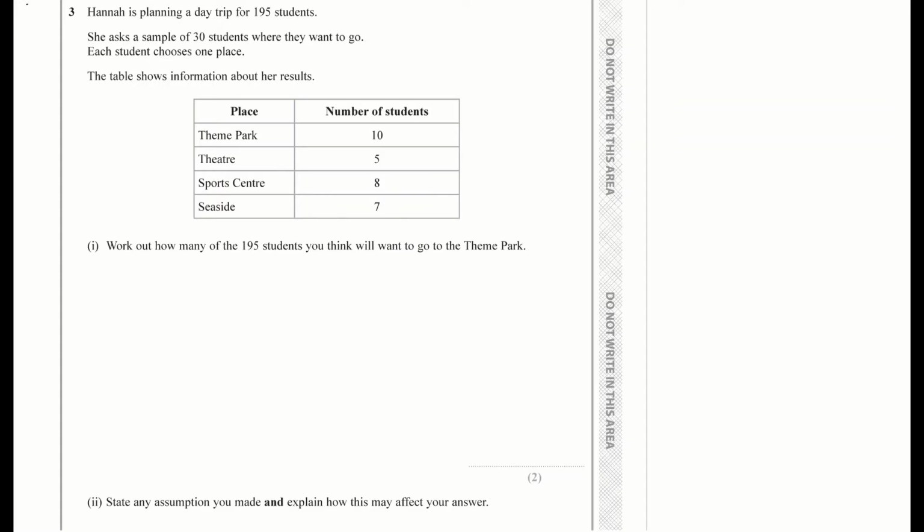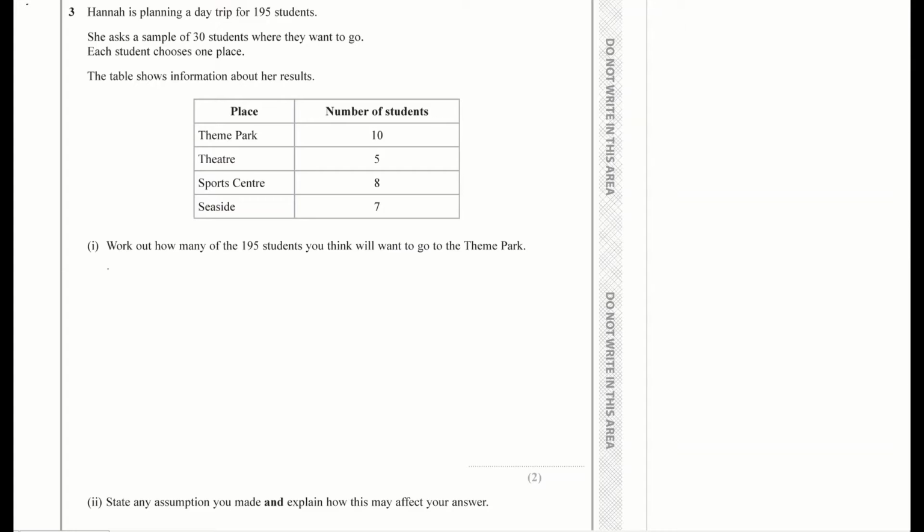So question 3 says, Hannah is planning a day trip for 195 students. She asked a sample of 30 students where they want to go. Each student chooses one place. The table shows information about her results. Okay, so part 1 says, work out how many of the 195 students you think will want to go to the theme park. So first of all here, I'm going to look at the fraction of the sample that want to go to the theme park.